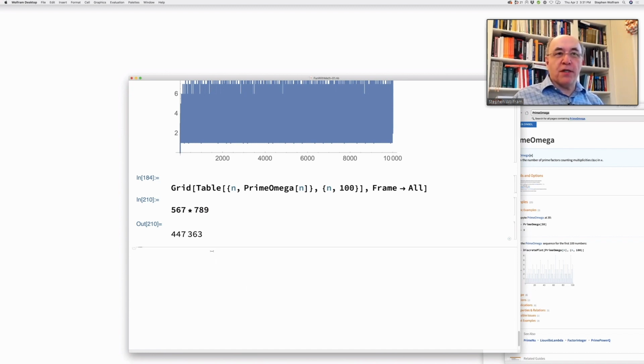But the question is, how about going the other way? How about going from this number to work out what its factors are? How about making the prime factorization of a number?